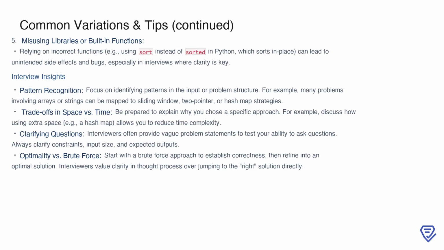Now, when preparing for interviews, focus on recognizing patterns in the problem structure. Many problems, especially those involving arrays or strings, can be approached using techniques like sliding windows, two-pointers, or hash maps. It's also important to weigh trade-offs between time and space complexity. For example, while using a hash map may require additional memory, it often allows you to reduce the time complexity significantly. Always be ready to explain why you chose a particular approach. Asking clarifying questions is another critical skill. Problem statements are often intentionally vague, so be proactive in confirming the constraints, input sizes, and expected outputs.